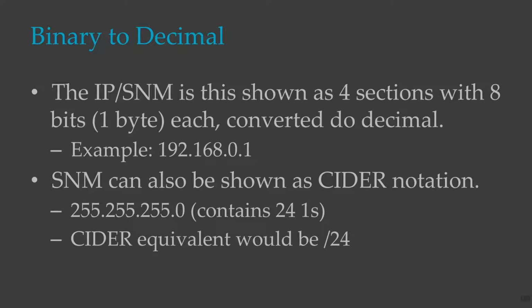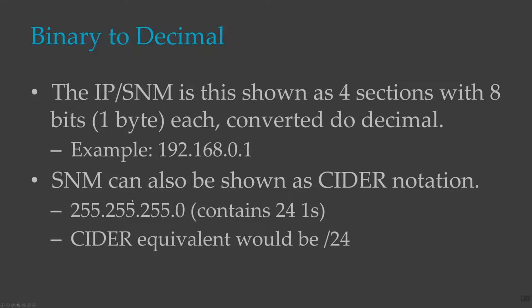So the IP address here is how you would normally see it. We're converting that 32-digit horrible monstrosity that you could never remember into four sections with 8 bits each, or 1 byte. And we convert each of those bytes into decimal. So in this case, it would be 192.168.0.1. The subnet mask is also often shown this way as 255.255.255.0, and it also contains 24 ones, so the CIDR equivalent of that would be a /24.